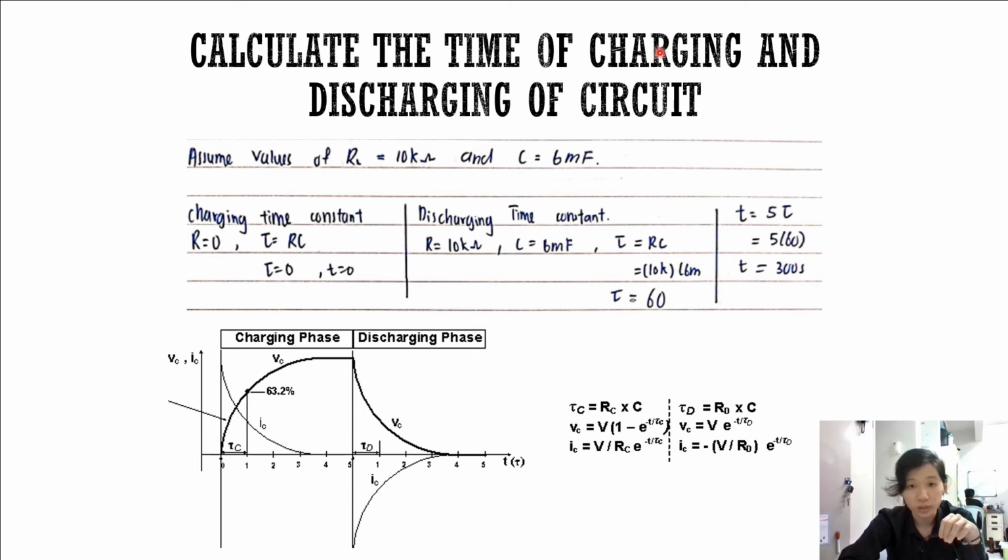Why do we use 5 tau? This is because, as the graph below shows, 5 tau is the steady-state fully discharged period of the capacitor. Since the discharging time is 300 seconds, which is greater than the charging time of 0 seconds, our resistor and capacitor values are acceptable.